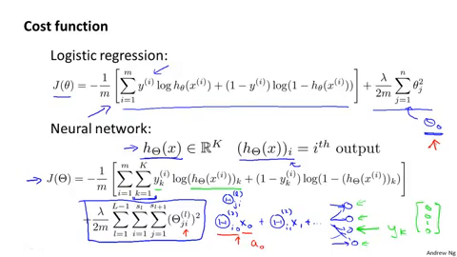But this is just one possible convention, and even if you were to sum over i equals 0 up to s_l, it'll work about the same, and it doesn't make a big difference. But maybe this convention of not regularizing the bias term is just slightly more common. So that's the cost function we're going to use to fit our neural network. In the next video, we'll start to talk about an algorithm for trying to optimize the cost function.